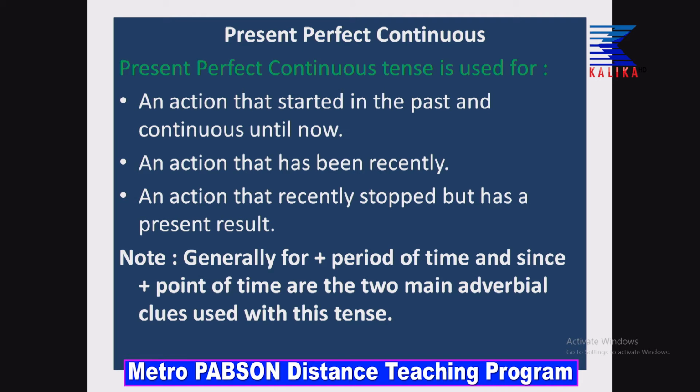Present perfect continuous. Again, here is the definition, children. Present perfect continuous tense is used for an action that started in the past and continues until now, or an action that recently stopped but has a present result. And note, again, just now I told you all about since and for. Here also I have given a note: generally, for plus a period of time and since plus a point of time are the two main adverbial clauses used with this tense.